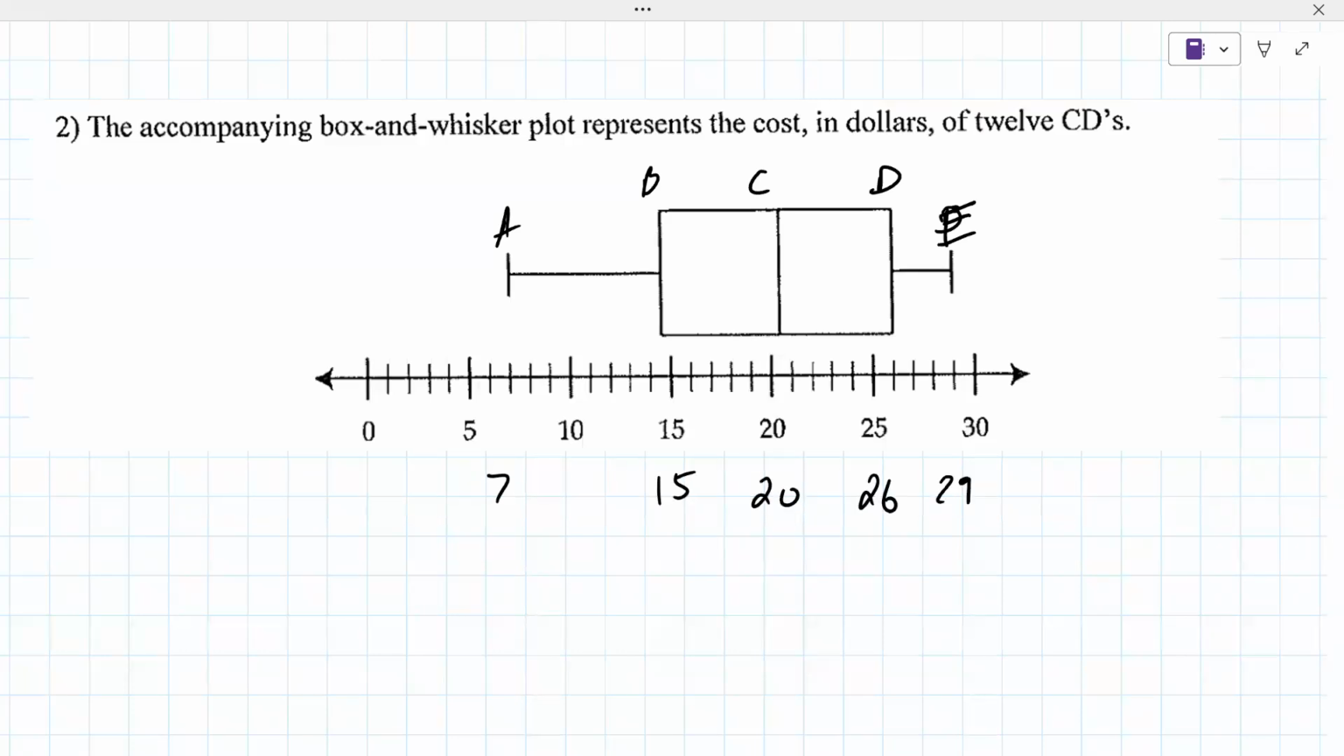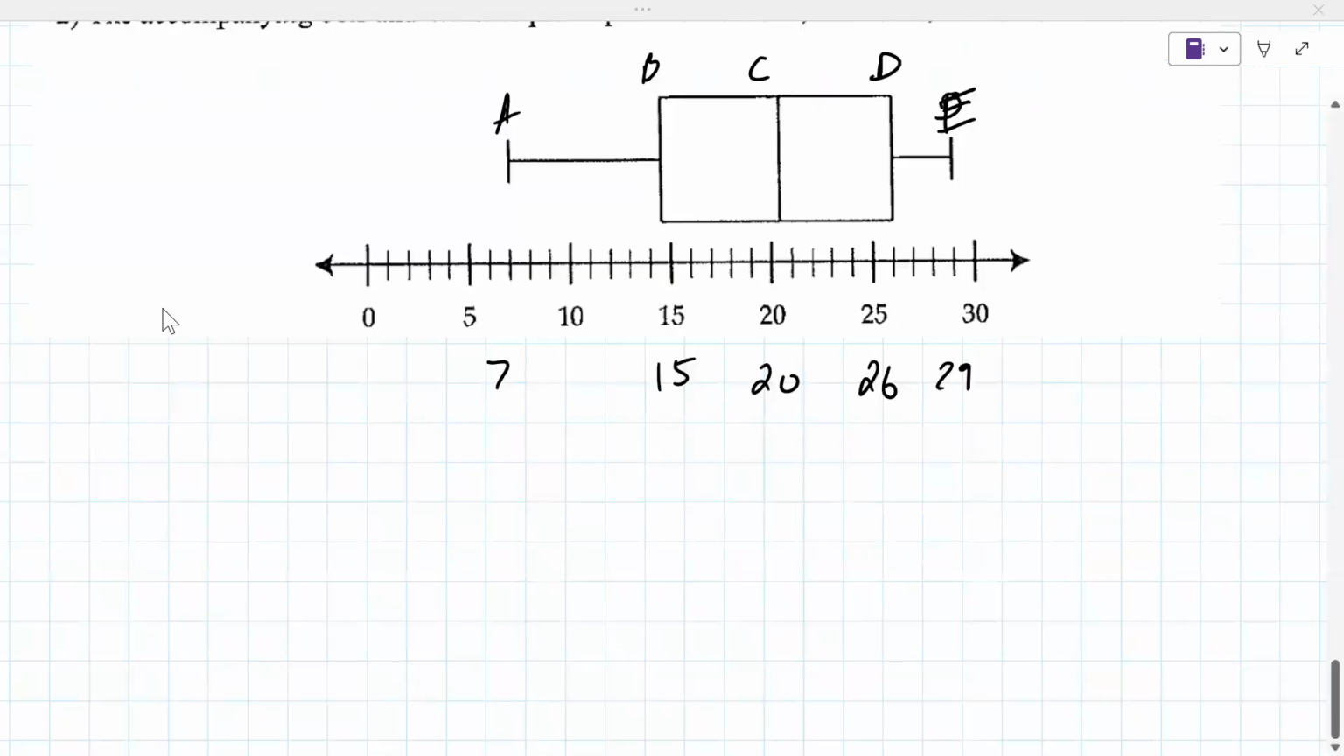So now I want you to use these values to answer the following questions. Some of them you might not completely understand, but that's the best way we can do this. So upper quartile. The upper quartile is Q3. Which one is Q3? 26. Okay, I agree.